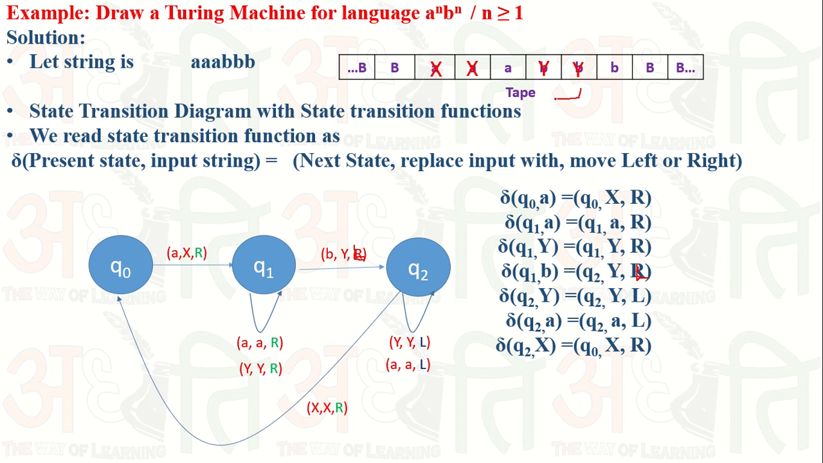So now we move back to the left. In the left there is a Y. If we see Y, then Y remains Y and we move left again. We are again moving left. When we see A, we replace A with X and move left. Again we are moving left.